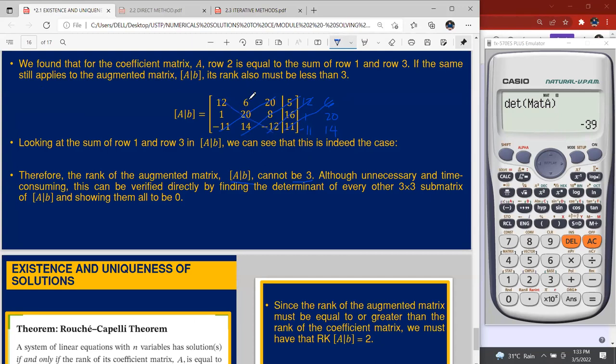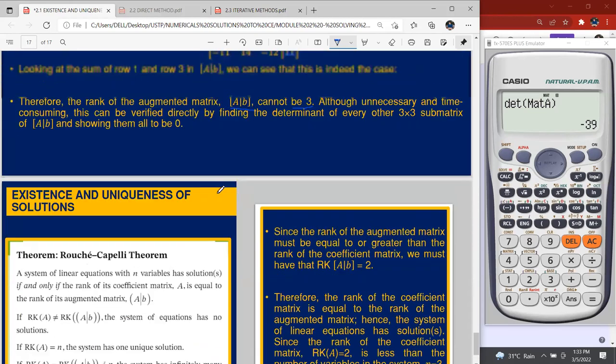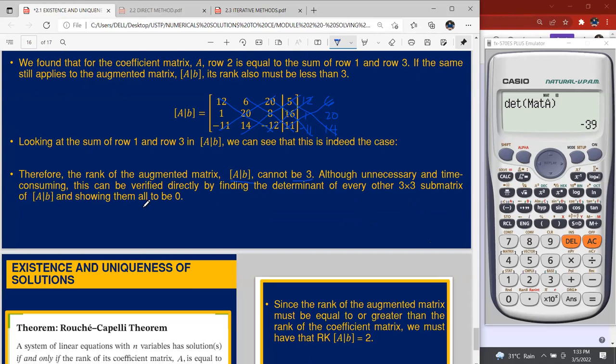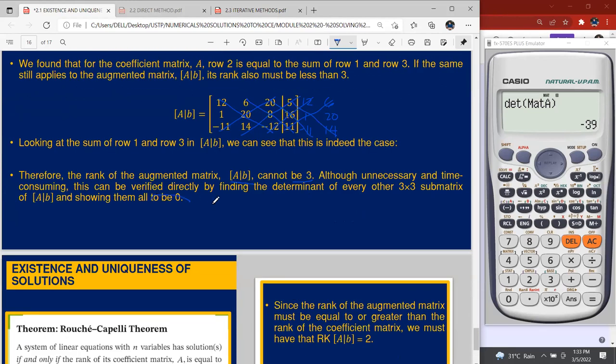Minus this one. So yan gyapon yung pagkuha determinant. Therefore, the rank of the augmented matrix cannot be 3 also, although unnecessary and time-consuming. This can be verified directly by finding the determinant of every other 3 by 3 submatrix of A and B, and showing them all to be 0.